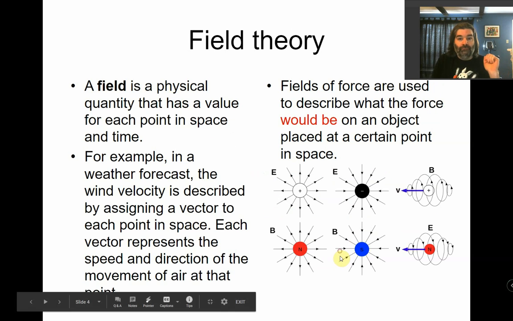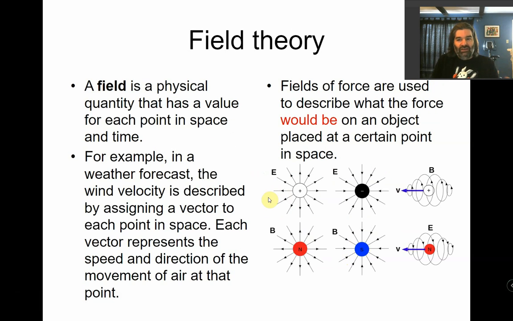All right? So, field theory is, again, a mathematical model to describe forces. There are no field lines really in space. So it's a mathematical quantity. A field is a physical quantity that has a value for each point in space. So it's a description of what the force would be at some point in space due to an object, either the charge or the gravity or the magnetic field.